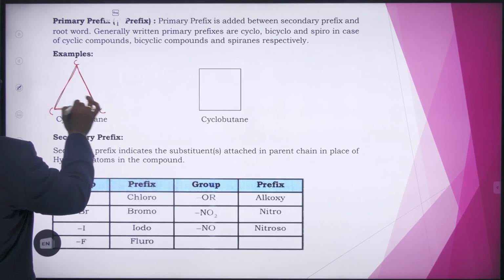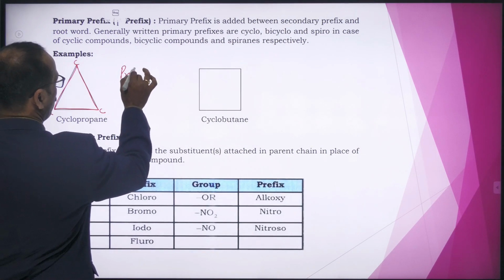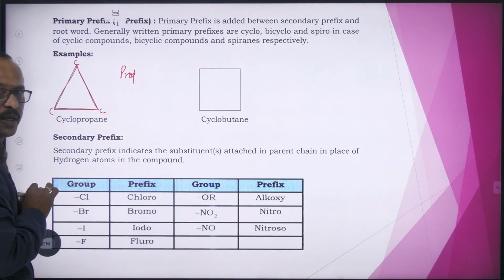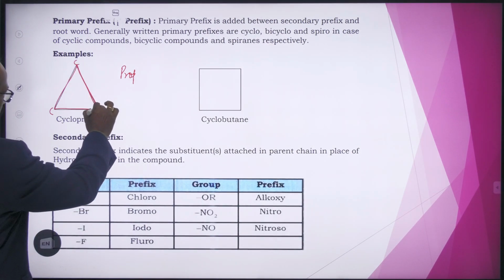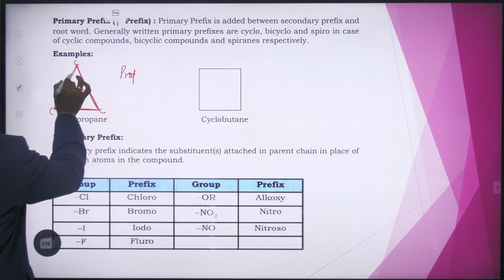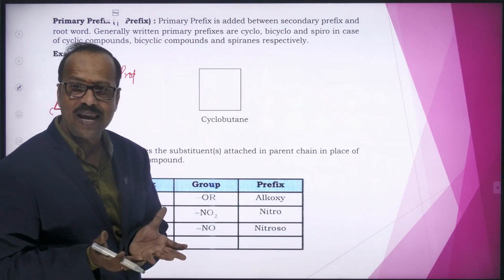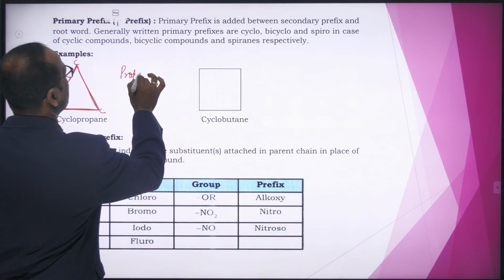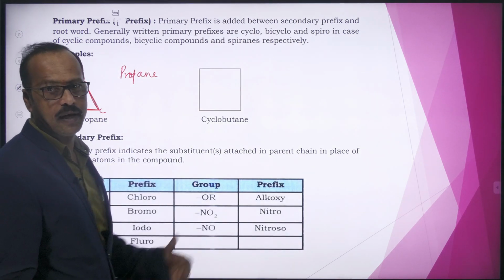How many carbons are there? 1, 2, 3. Three is called "prop." This is the root word. Between these carbons, which bond is there? Single bond, single bond, single bond. All single bonds means alkane, so the primary suffix is "ane," which we add later.